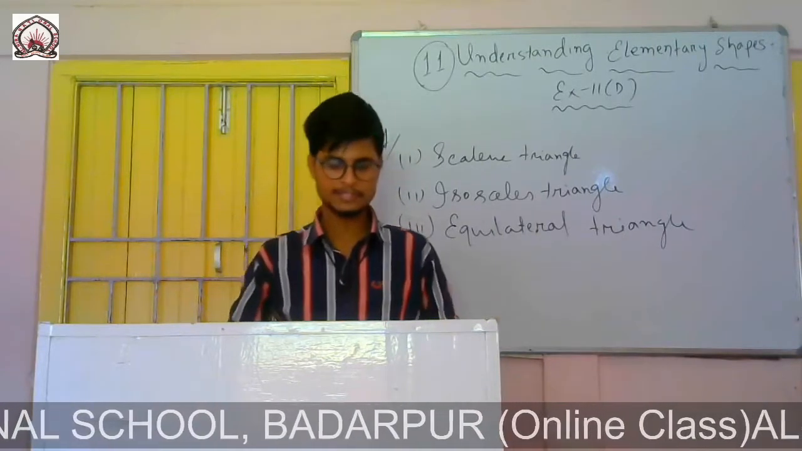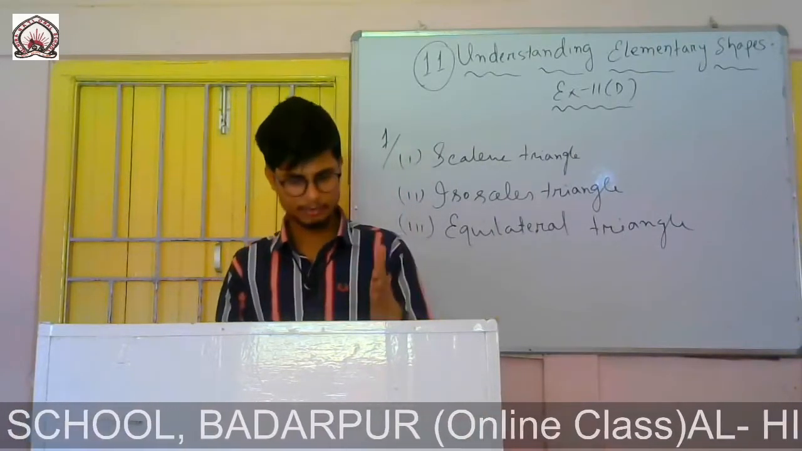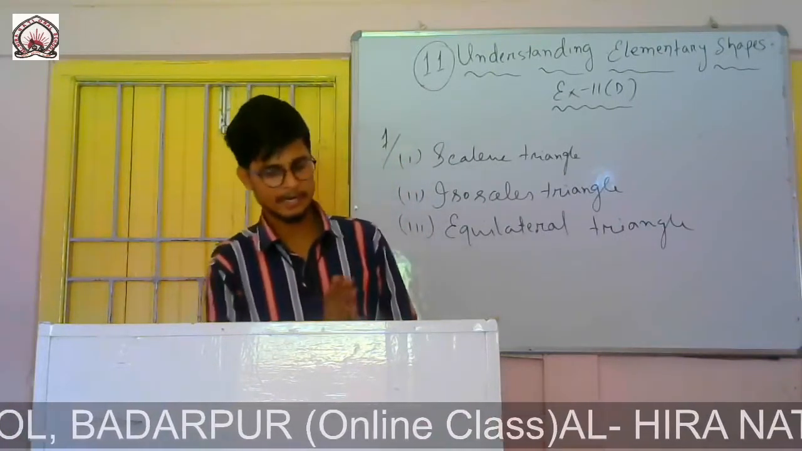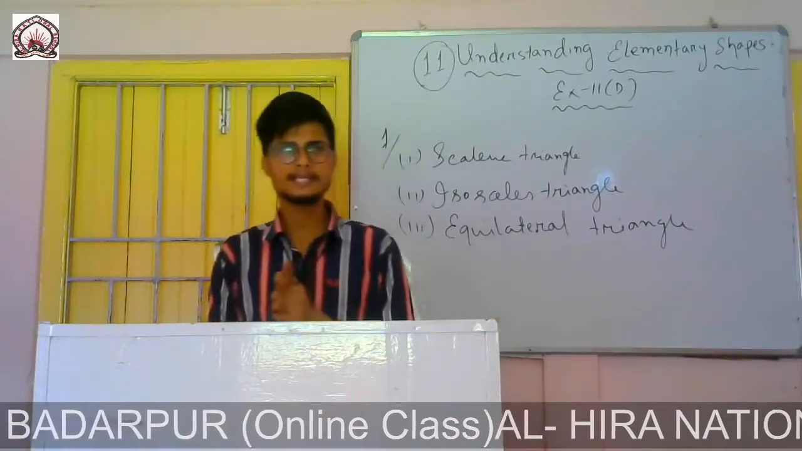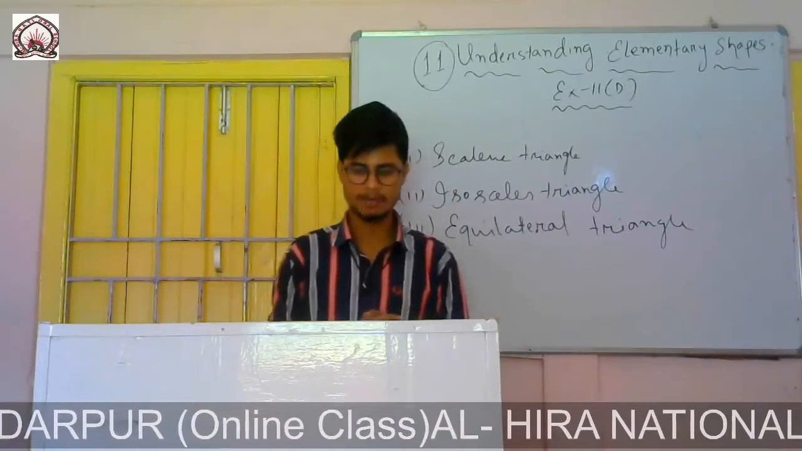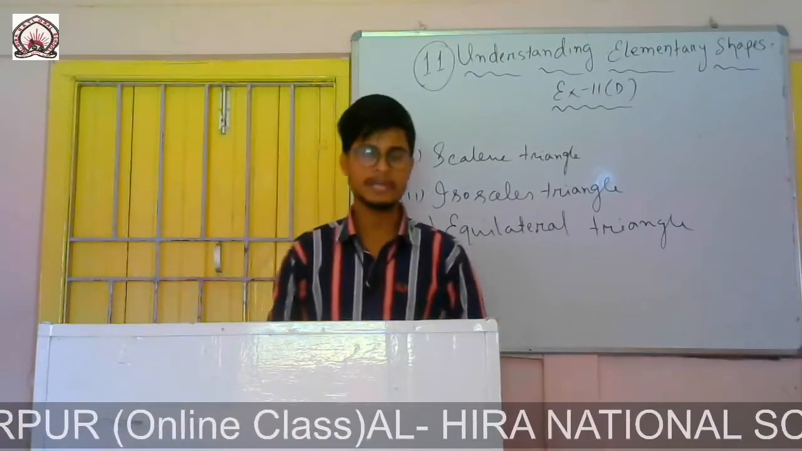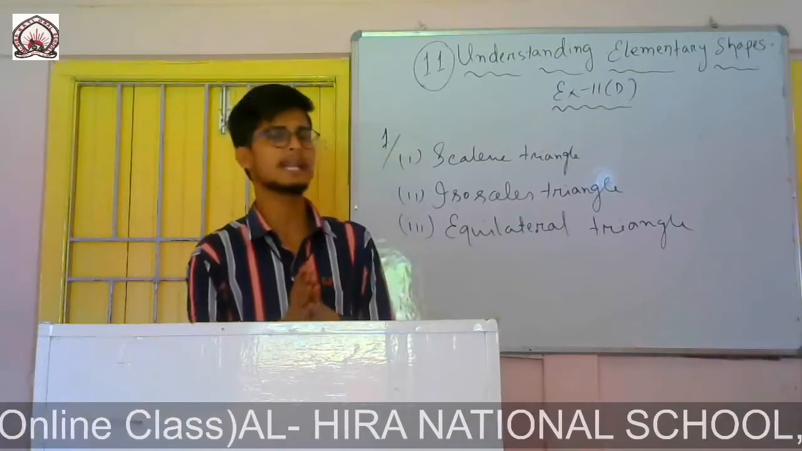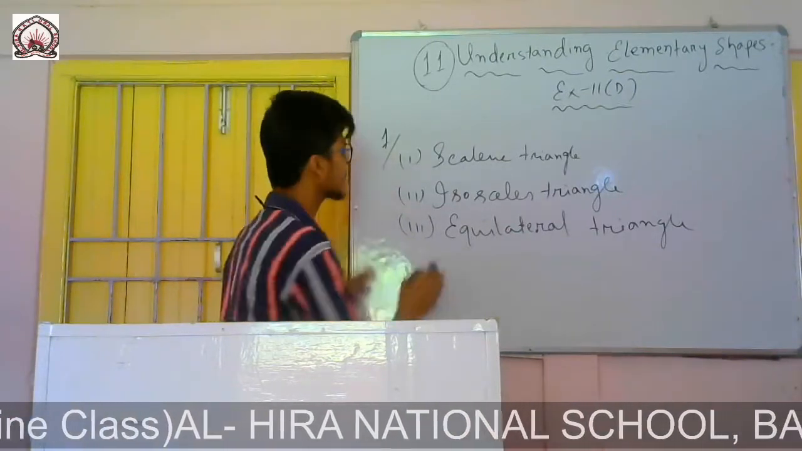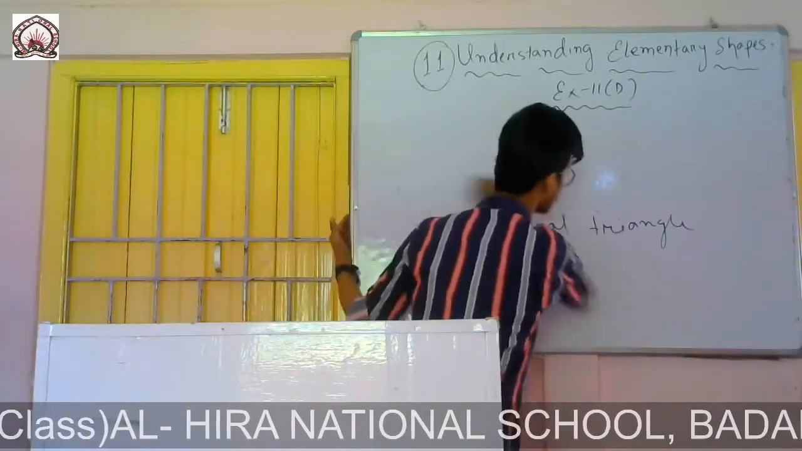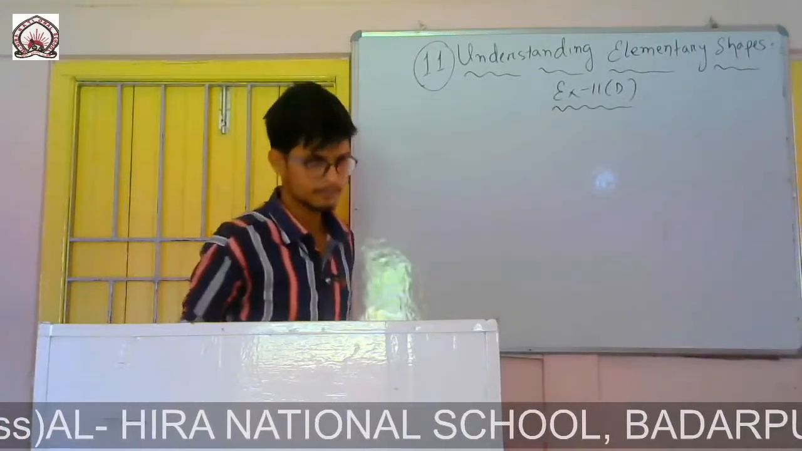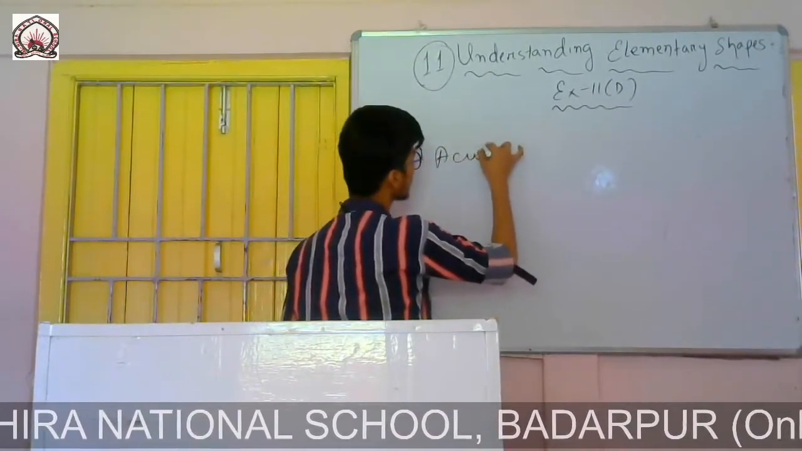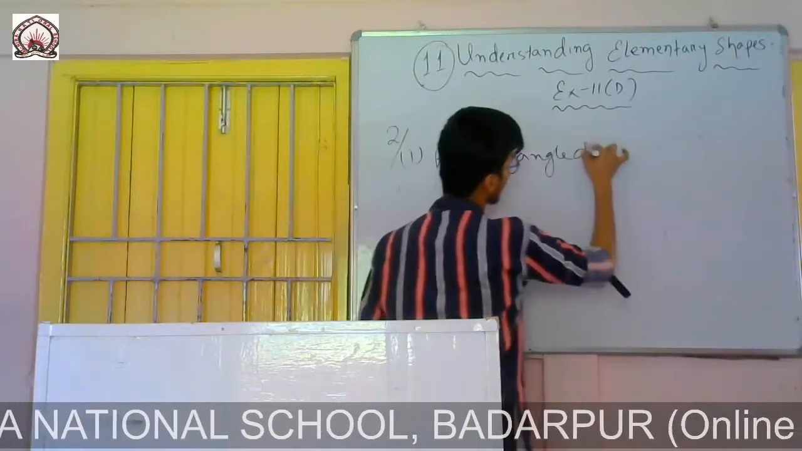State for each of the triangles shown in the figure whether it is acute, right, or obtuse. So on the basis of angles, you have to say whether the triangle is acute angle, right angle, or obtuse angle. First one, Roman number 1: one angle is 30 degrees, another 70, and the third 80 degrees. That means all three angles are less than 90 degrees, so we can say it is an acute angled triangle.